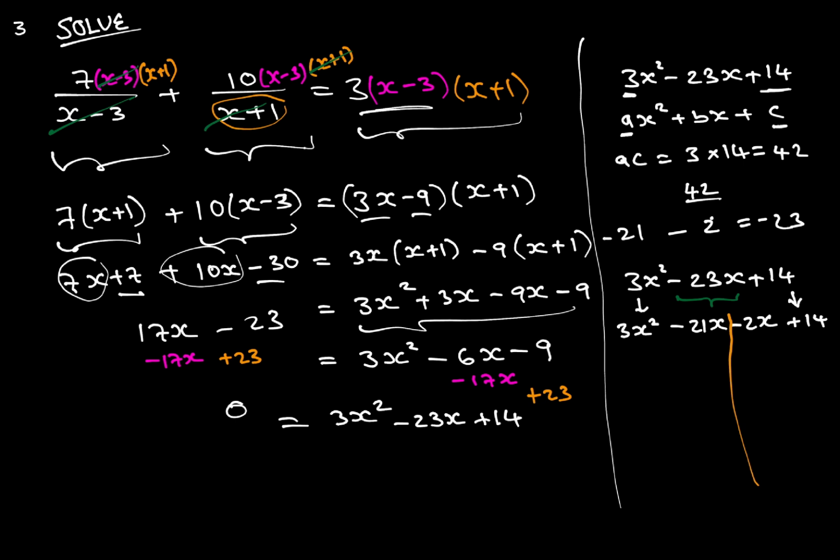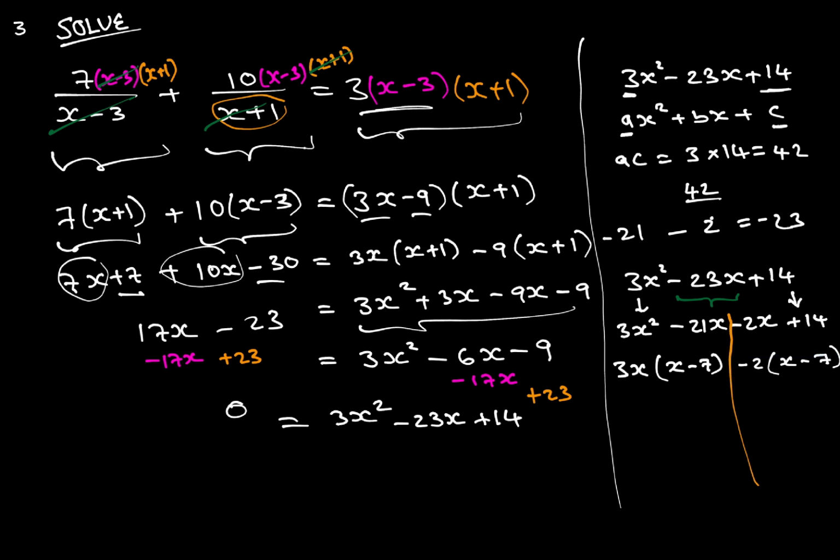The highest common factor of 3x squared minus 21x is 3x, so I can take out from both. Inside the bracket then I'm going to be left with x minus 7, and that should repeat on the other side, but I'm just going to double check. What can I take out from negative 2x plus 14? Well, I can take out a negative 2, because that will help me get that x minus 7 inside the bracket. Hopefully that makes sense.